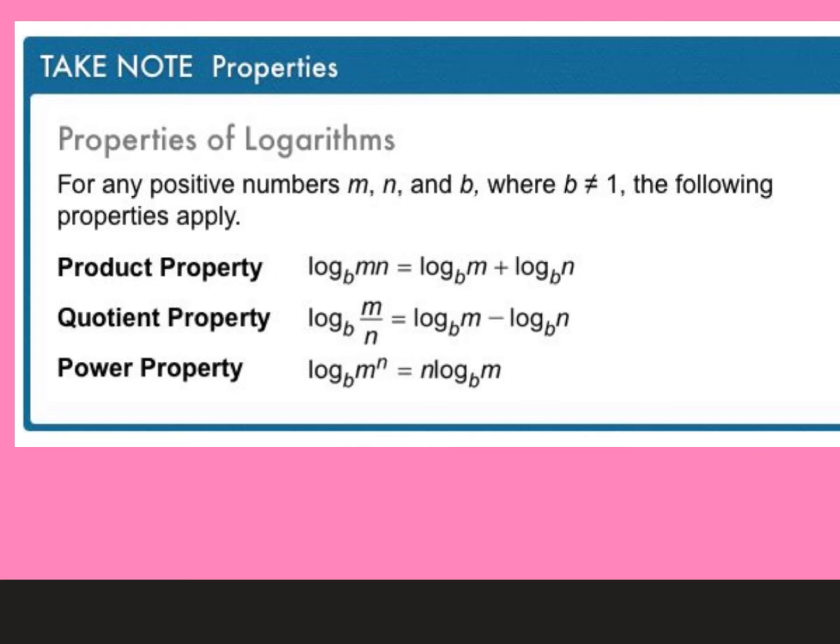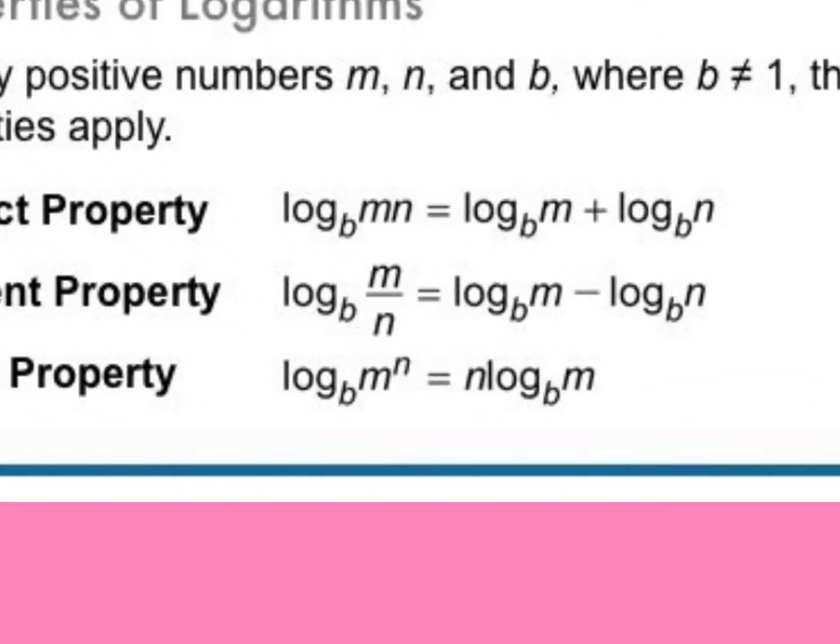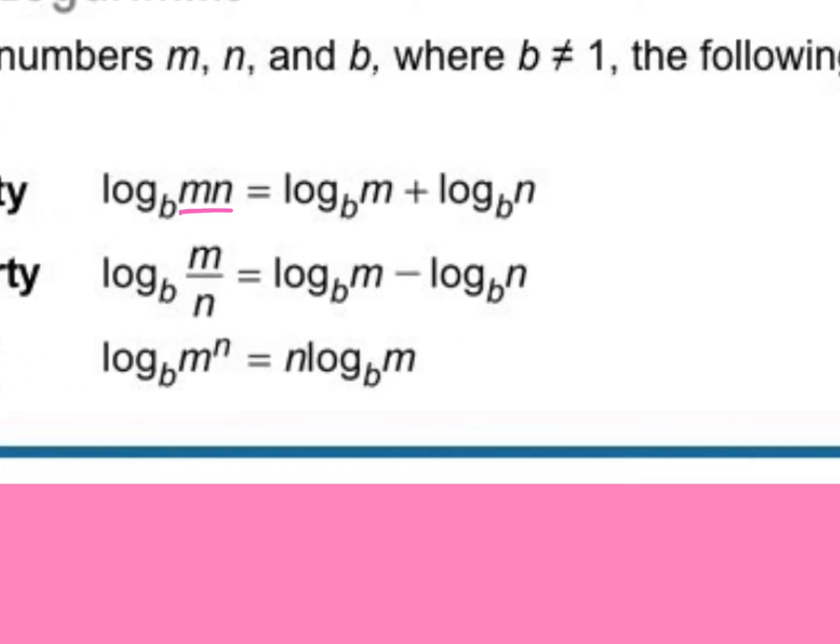So we have the product property. When we multiply two things together, it could either be variables or numbers, we expand our logarithm by breaking it up and adding them. So multiplication goes with adding. And notice here, when we expand it, every time we break it up, each variable or each number gets its own log.